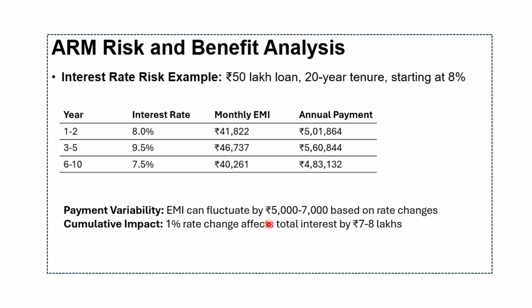So this EMI fluctuation, the monthly EMI variable, represents the core ARM trade-off: a potential saving versus payment uncertainty. So the cumulative impact is substantial. A 1% rate change sustained over several years affects total interest payment by 8 to 12 lakhs. For borrowers with stable income who can absorb payment increases, ARM offers significant potential saving. However, borrowers must budget for worst case scenarios, ensuring they can handle the maximum potential payment.